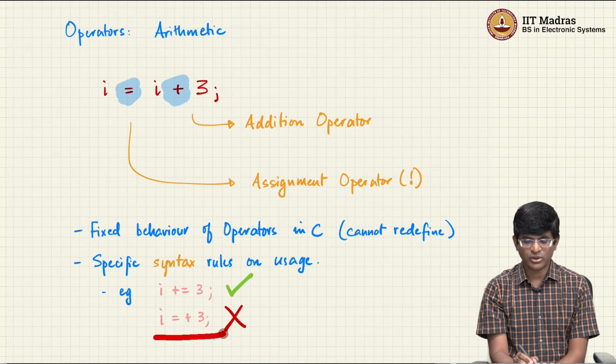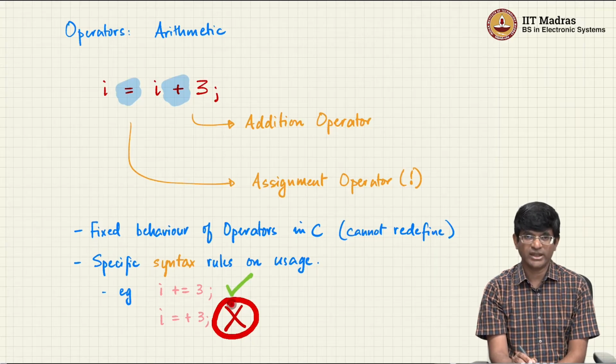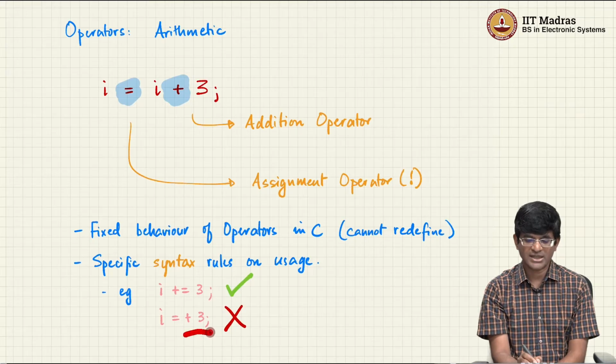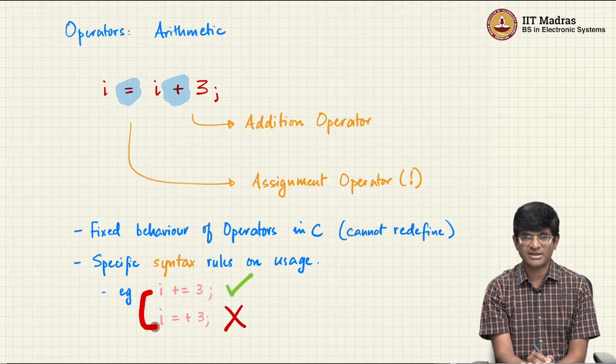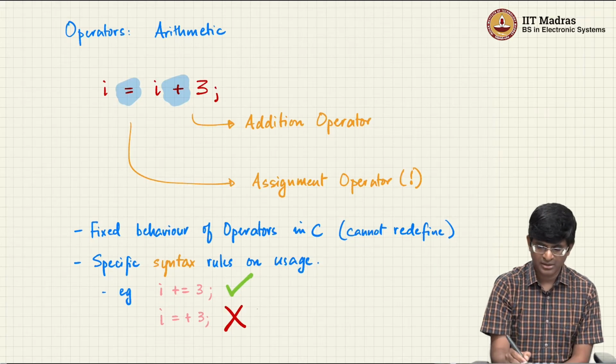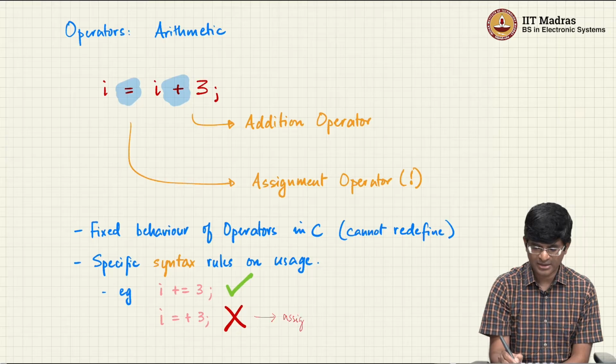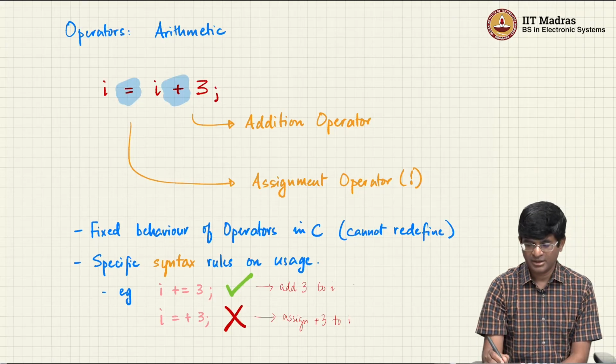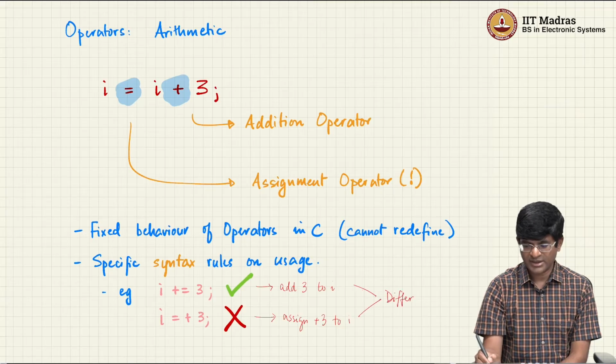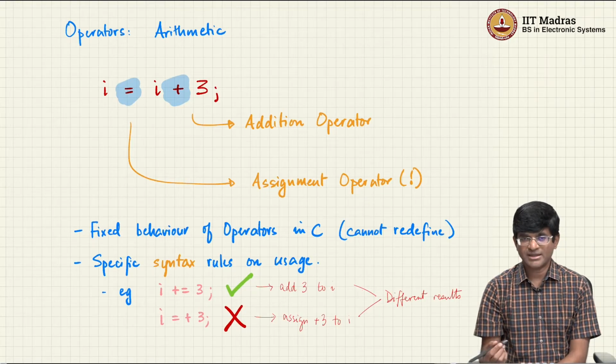Now on the other hand, i = +3, although I have marked it wrong over here, is not syntactically wrong. Syntactically this is okay, right. What it would do is take the value +3 and assign it into i, right. The point is that the order of the operators matters, and by changing it around you get a completely different meaning. So this would assign +3 to i, whereas this would add 3 to i, and you get completely different results. So that is something that you need to keep in mind.